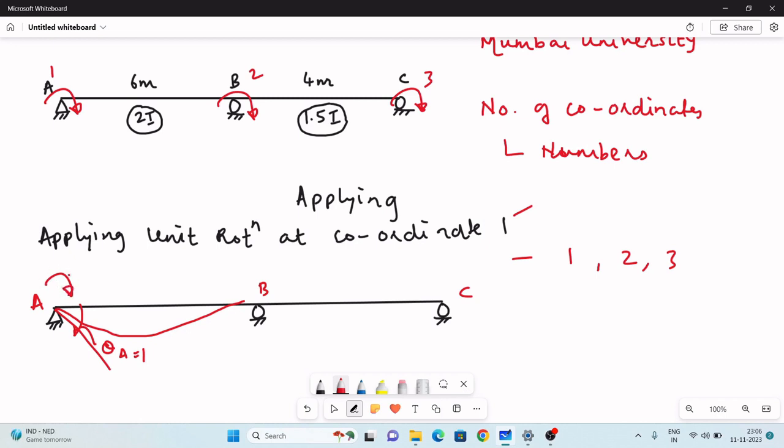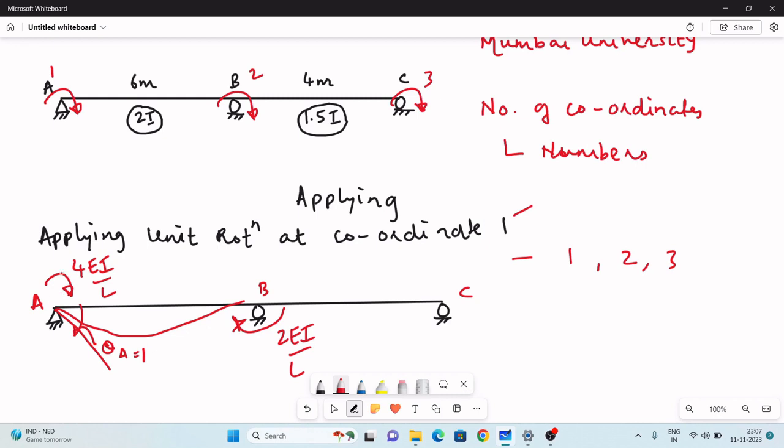At A you are applying some force, and because of that force you are getting unit rotation at A, and that force is 4EI by L. So you have to apply 4EI by L to get unit rotation at A. And since the far end is fixed, some moment will also be produced at the far end, that is 2EI by L. Already you have seen the concept in the moment distribution method.